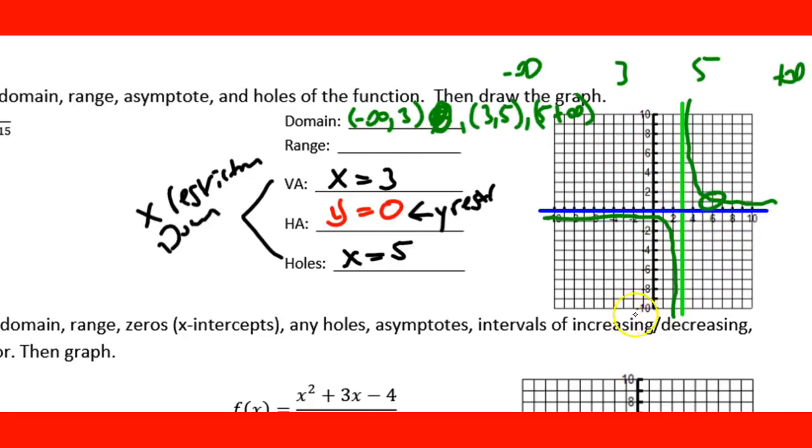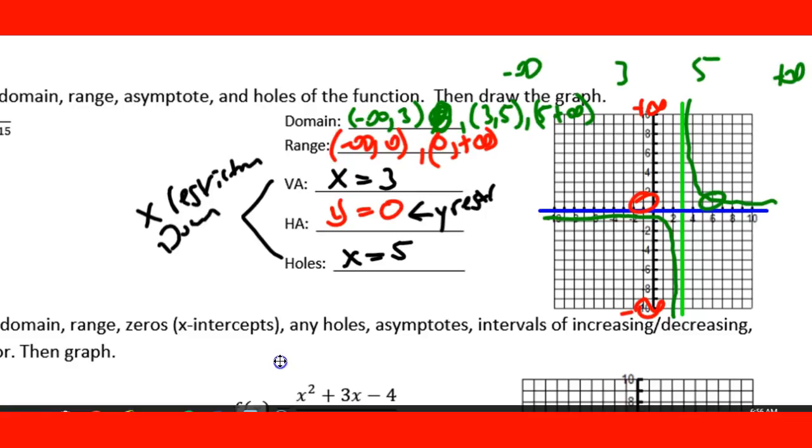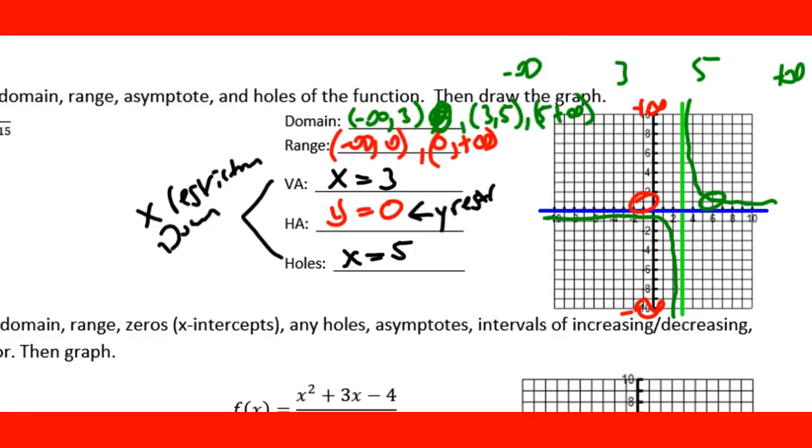For our range, remember, you have negative infinity way down here at the bottom. See the -1, -2, -3, -4, -5, negative infinity. And then you have positive infinity way up here. All right, then you have a y restriction of 0. All right, so that's going to be our range from negative infinity. Always go from least to greatest, negative infinity to 0. And then from 0 to positive infinity. All right. And that will conclude that problem right there.